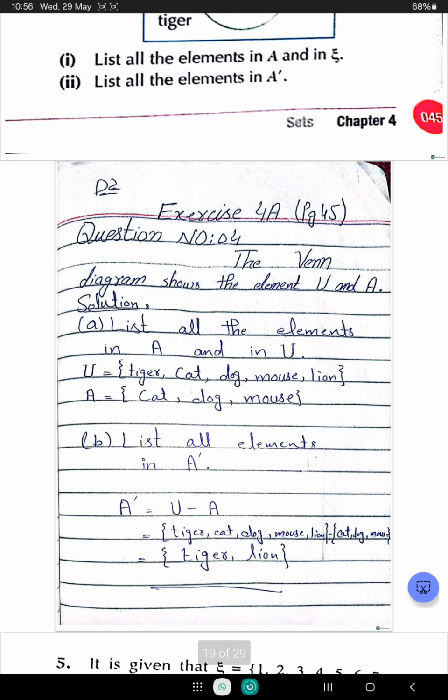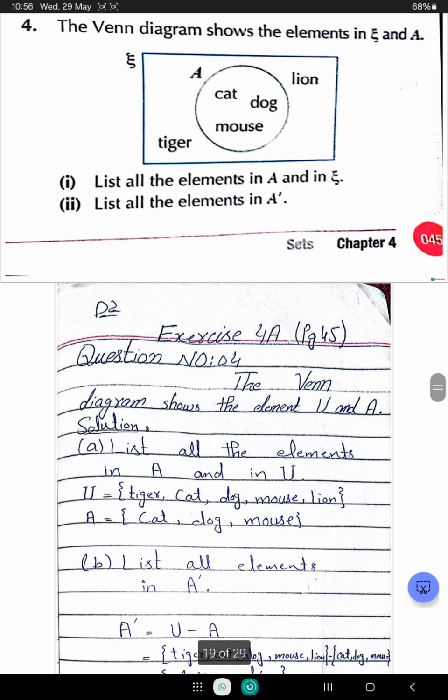List all the elements in A and the universal set. In the universal set, all the elements are in rectangular form, which is this one. The rectangular form shows the universal set, and in the universal set the elements are cat, dog, mouse, tiger and lion.